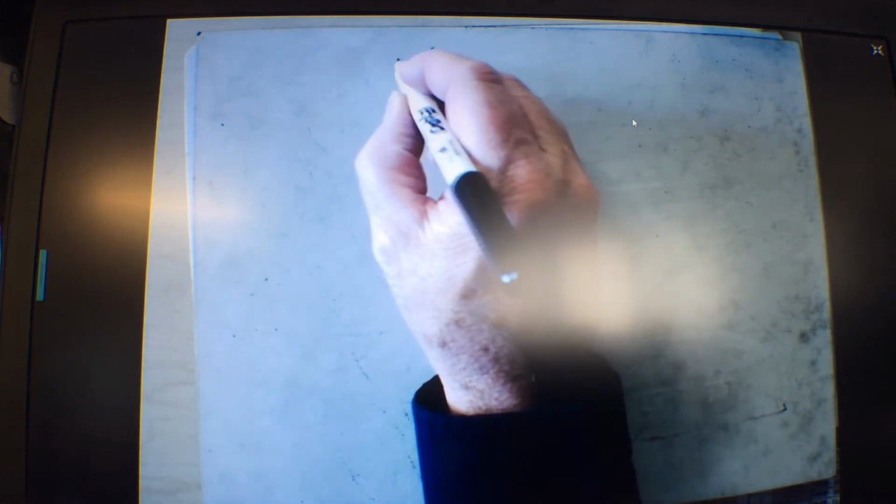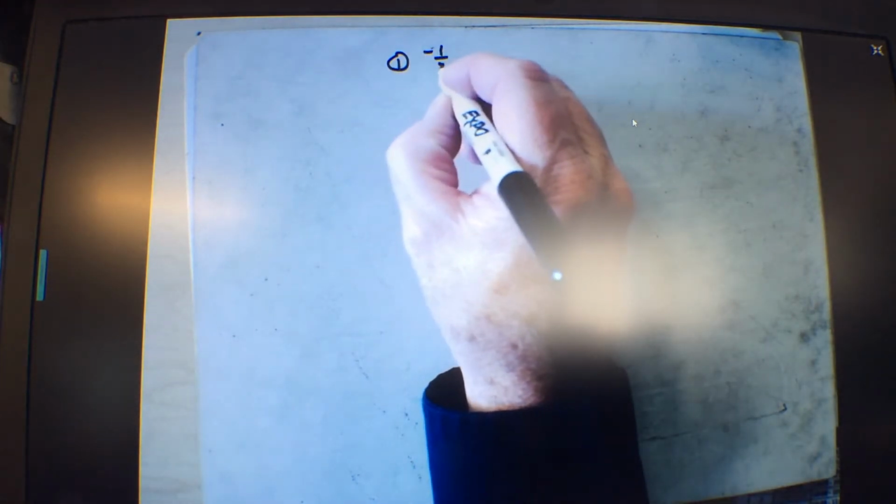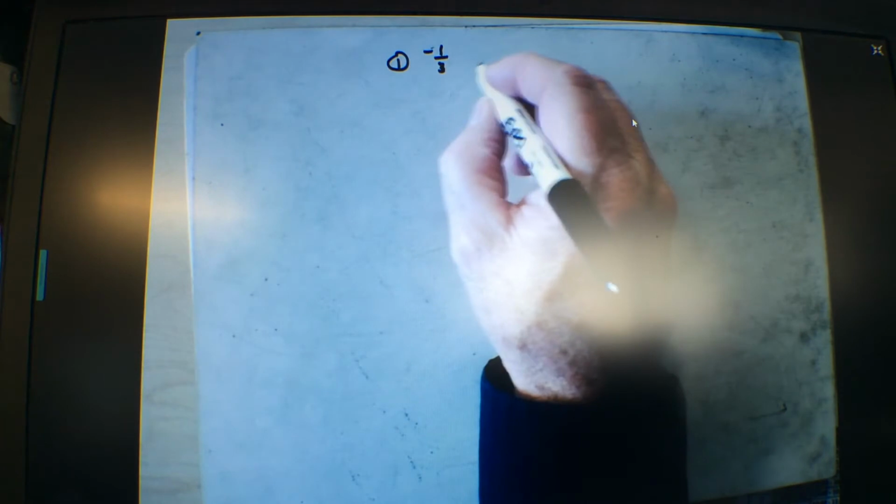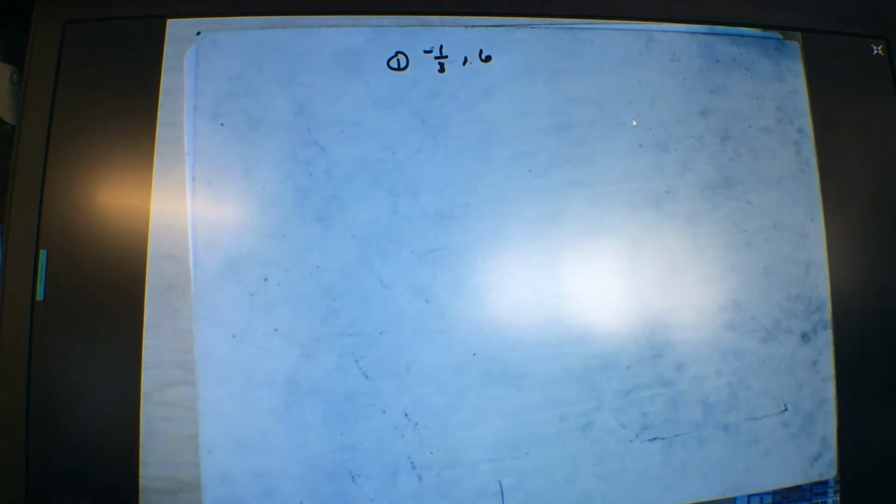I'm going to give you two roots, and this is what you have to do first in your assignment: you're going to find what equation the parabola is. So here's the thing. I tell you that one of the roots is negative 1/3, and the other root is 6, okay? So this parabola touches the x-axis in two places, correct?